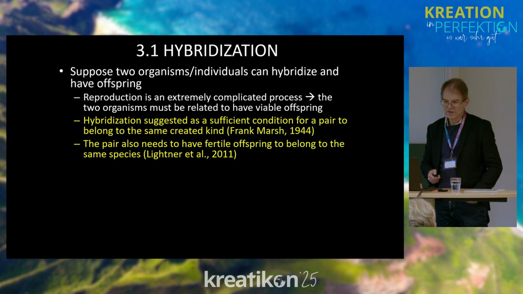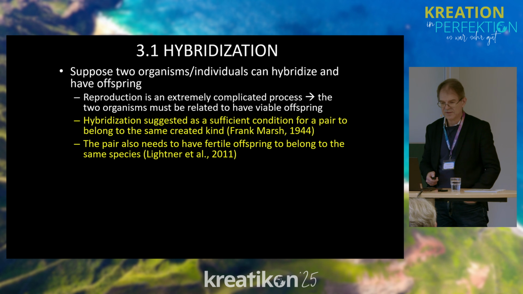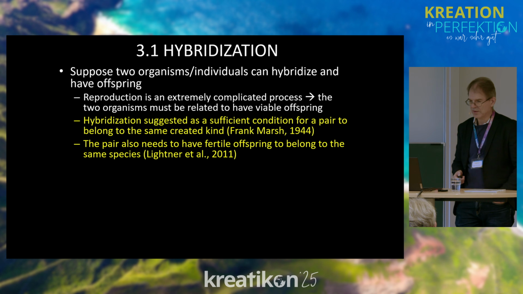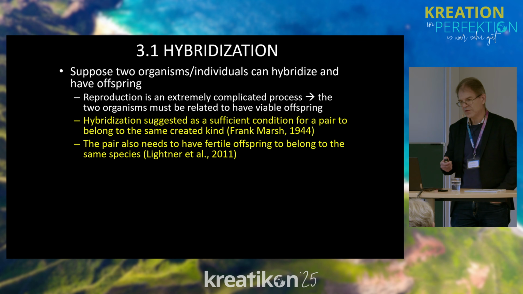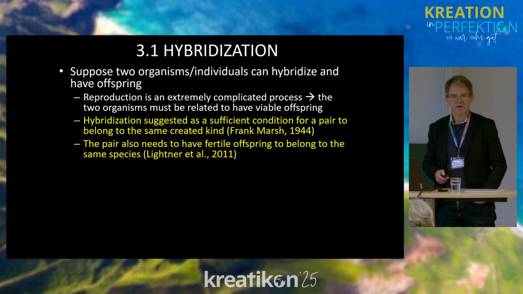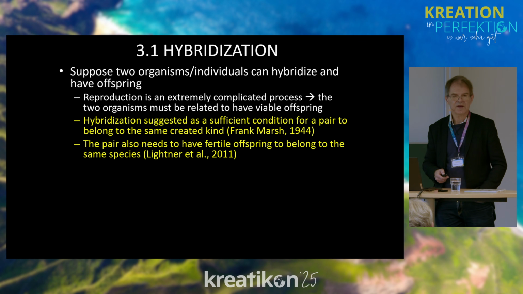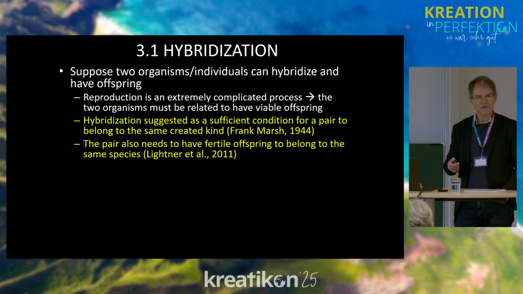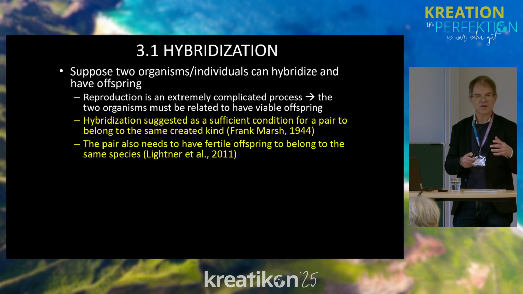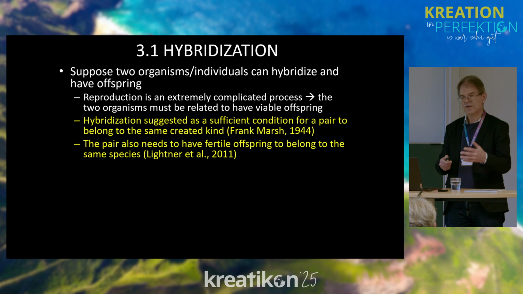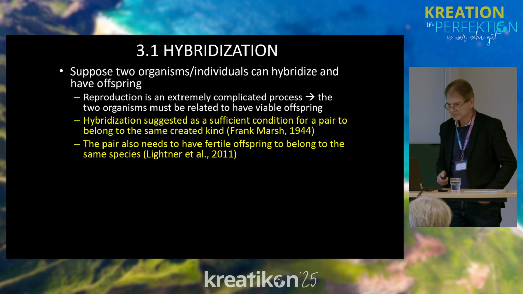But if they belong to the same species, Leitner et al., in an article from 2011, said that more is required, because then the pair also needs to have fertile offspring. We have, for instance, donkeys and horses. They can have offspring, mules, but they are not fertile, but they still belong to the same kind. So they hybridize, but they don't have fertile offspring, because they don't belong to the same species.